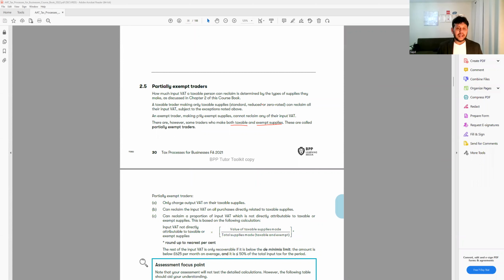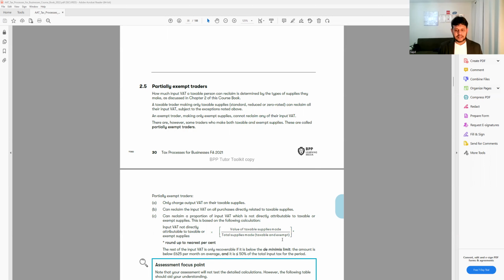An exempt supply can make only exempt supply, so you cannot reclaim. If you are standard, that means you can claim everything. If you're exempt, you cannot claim anything. But what happens if you are both suppliers? Then these are called partially exempt traders. So when you are a partially exempt trader, what happens?